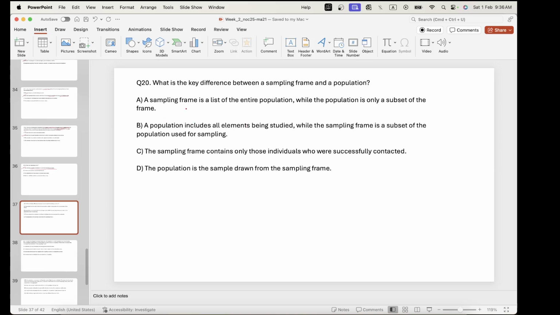Next, what is the key difference between a sampling frame and a population? A population includes all elements being studied, while a sampling frame is a subset of the population used for sampling. So it is a list of all units that could be sampled. This is one major difference between a sampling frame and a population.